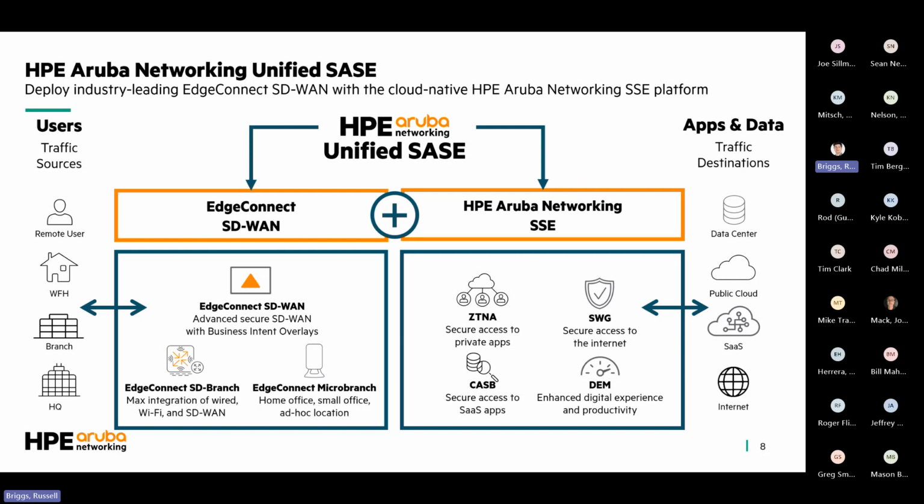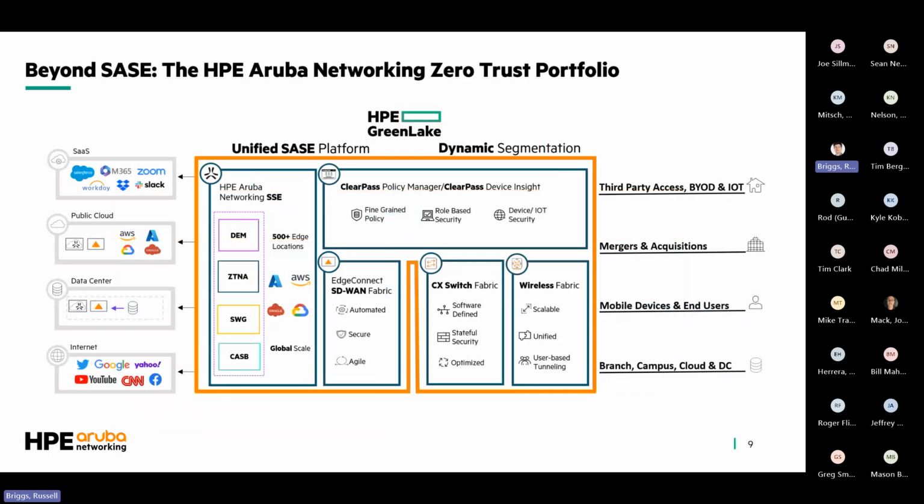Combined together, you have all of those different islands that I was showing in that previous slide brought together in a cohesive way. Now, beyond just SSE and SD-WAN, we've also got, and I apologize, I might have been a slide behind on some of these folks, but beyond the SD-WAN side of things, we've also got this dynamic segmentation. We've got a number of other products that here at Aruba will also tie into what we're talking about here.